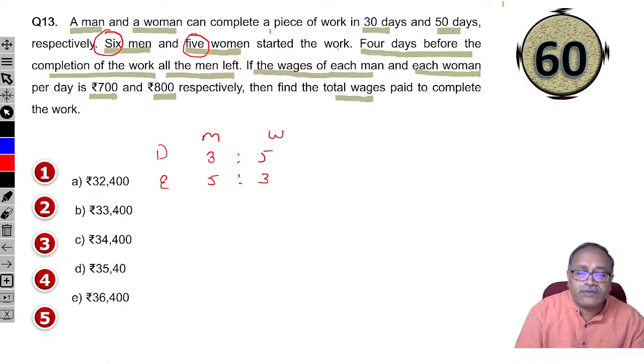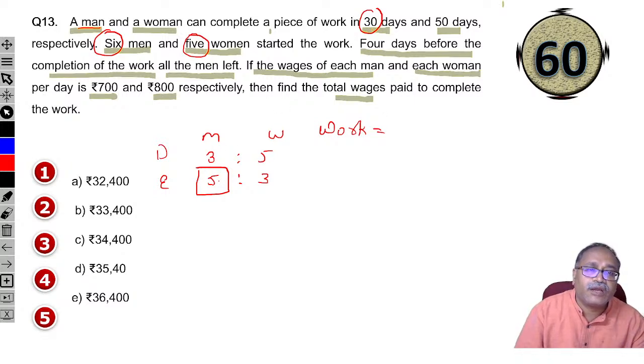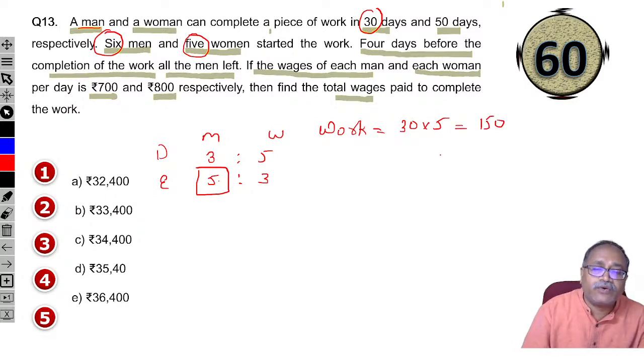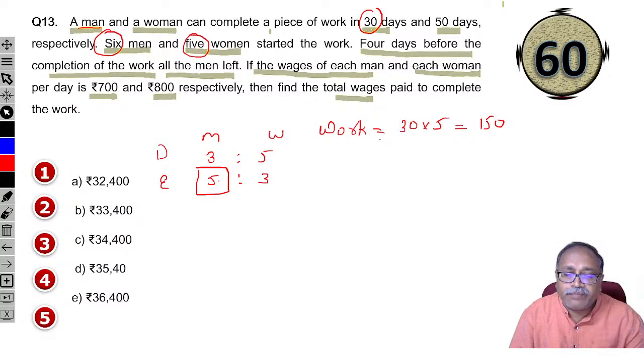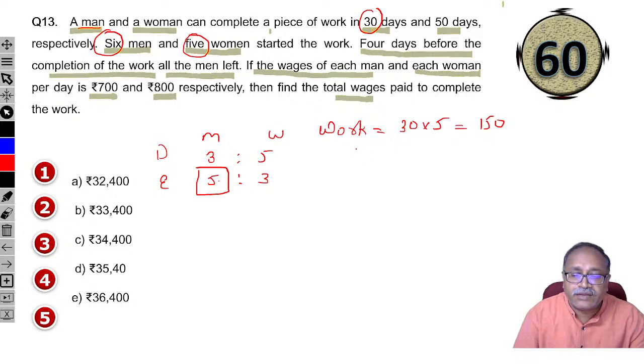The total work is 30 days. How many men? 1 man. What is the efficiency of the man? The efficiency of the man is 5. So the work will be 30 into 5. 30 days and the efficiency is 5. Days into efficiency is work. So that comes 30 into 5, which is 150, the work volume. Now what happens? The number of days for which 6 men and 5 women work.